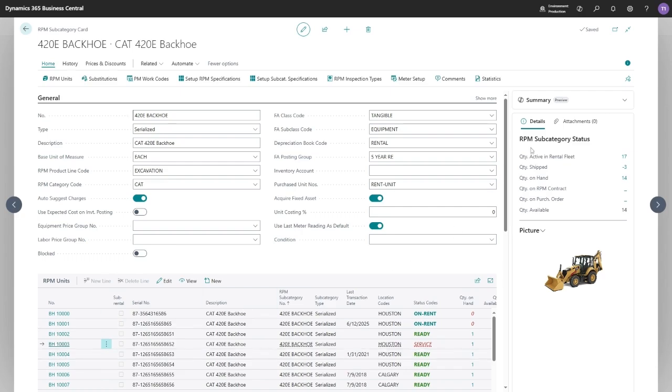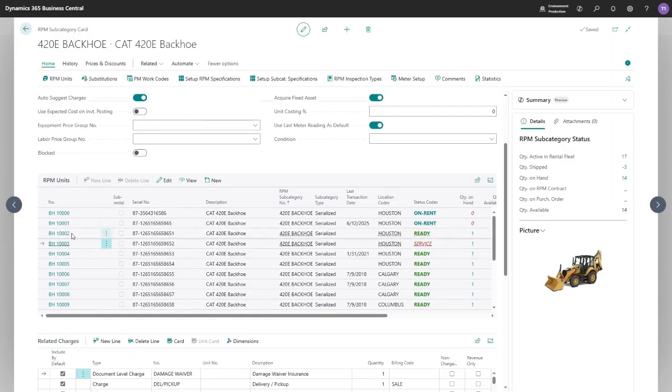Now, over to the right on the subcategory, we give you a status here. This fact box will identify availability across all of your different locations. So here I've got 17 active in my fleet across those locations. 3 have been shipped, so I've got 14 of them available. And that correlates to these units that are actually part of this subcategory.